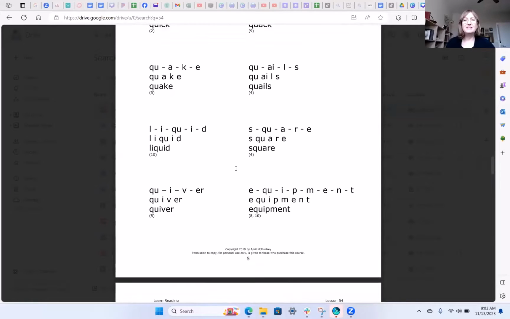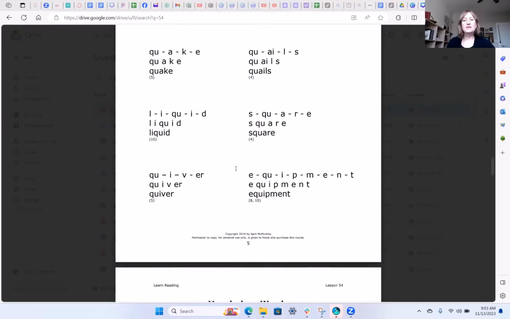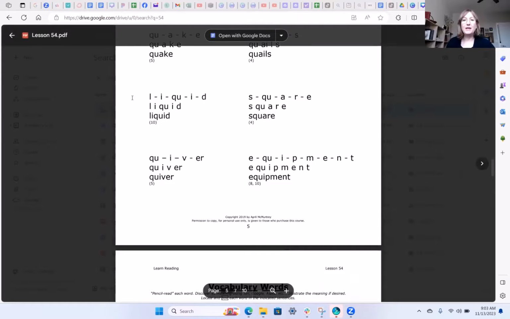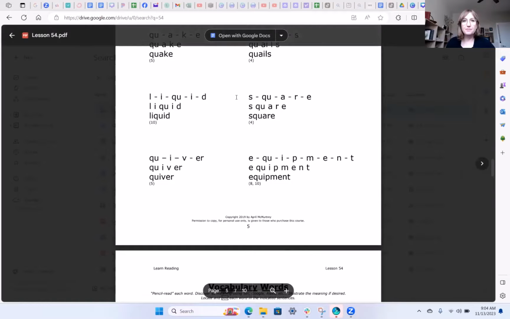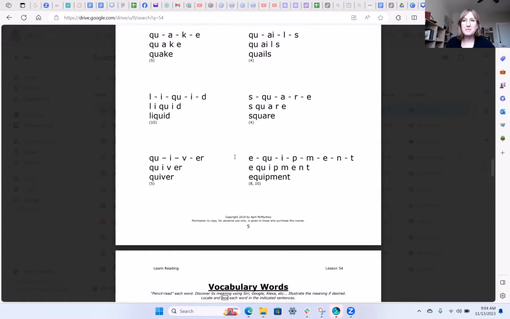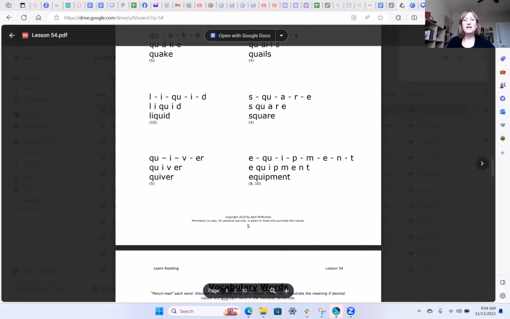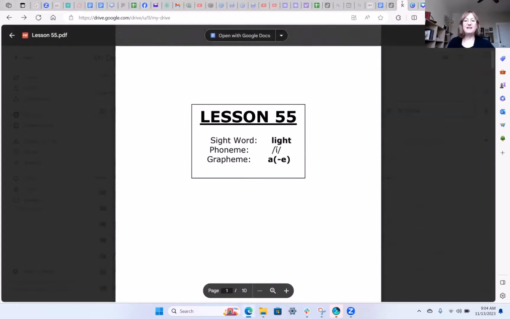Okay, let's get started. Here's where we left off last time. We were working on that QU sound, which is a voiceless sound. It says kwa, kwa, kind of like a quiet KW. So these last 4 words are liquid, liquid, square, quiver, and equipment, equipment.